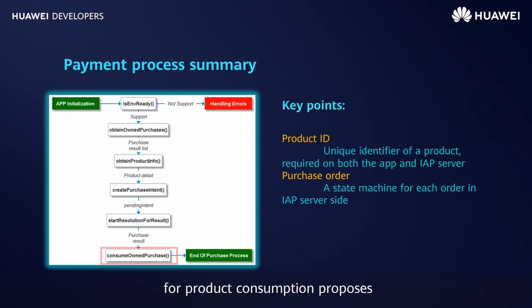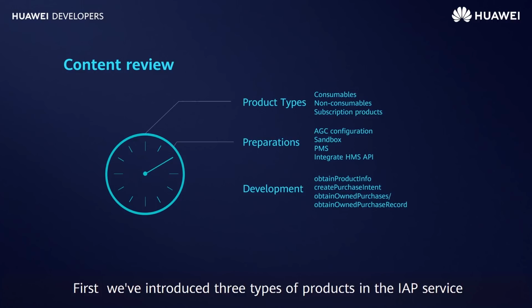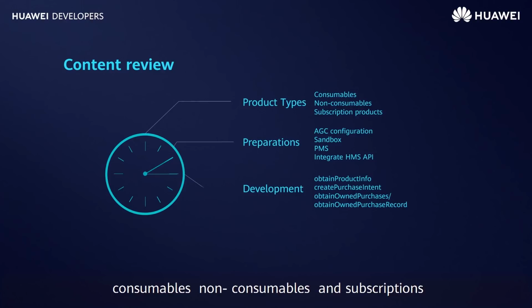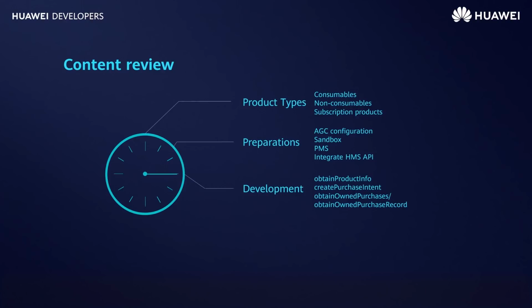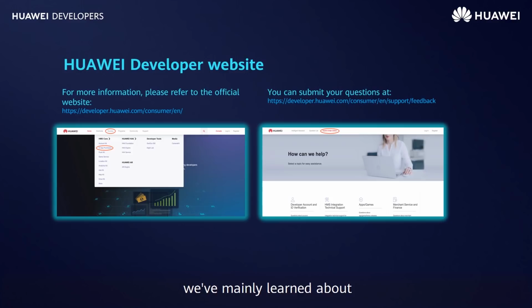For the product consumption process, let's review what we've just learned. First, we've introduced the three types of products in IAP service: consumables, non-consumables, and subscriptions. Then, we've introduced the preparations to be made before formal development: AGC cloud configuration, sandbox test environment configuration, product import into the PMS, and HMS SDK integration into the development environment. In the training part, we've mainly learned about obtain product info, create purchase intent, and obtain owned purchase record. It's a lot of content indeed.